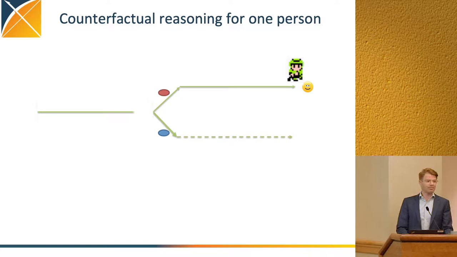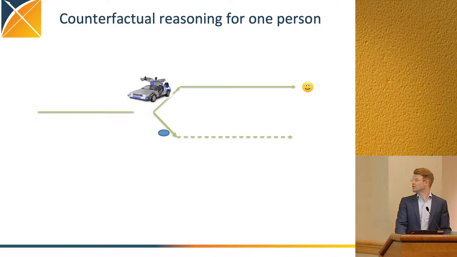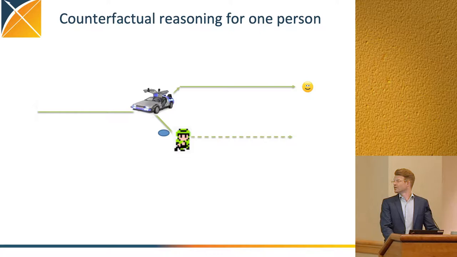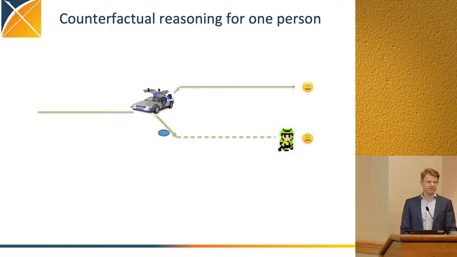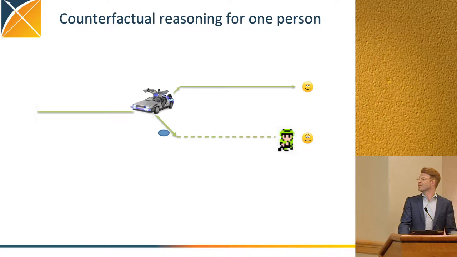And thinking counterfactually, in order to determine the cause of the red or blue pill, we would really want to go back in time using our little spaceship, the DeLorean, and give this same person, Keanu, the blue pill, and see what happens to him. And then the idea is, because you know the two counterfactual outcomes that happen on each side of this decision, you can make some sort of claim to the individual causality.